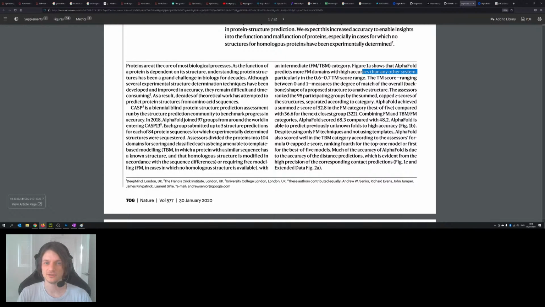Pretty good. I'm not very accurate myself, particularly in the 0.6 to 0.7 TM score range. The TM score, ranging between 0 and 1, measures the degree of match of the overall backbone shape of a proposed structure to a native structure. The assessors ranked the 98 participating groups by the summed capped z-scores of the structures, separated according to category. AlphaFold achieved the summed z-score of 52.8 in the FM category.